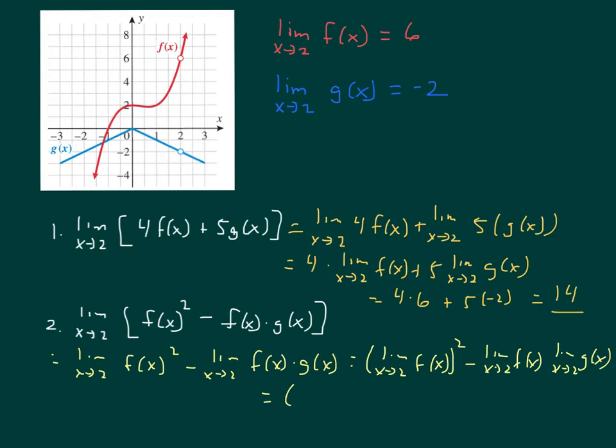The limit as x approaches 2 of f of x is 6, so that's going to be 6 squared minus 6 times a negative 2. So that will be 36 plus 12. It's plus 12, which will be 48. And so I can say the limit as x approaches 2 of f of x squared minus f of x times g of x is going to equal 48.